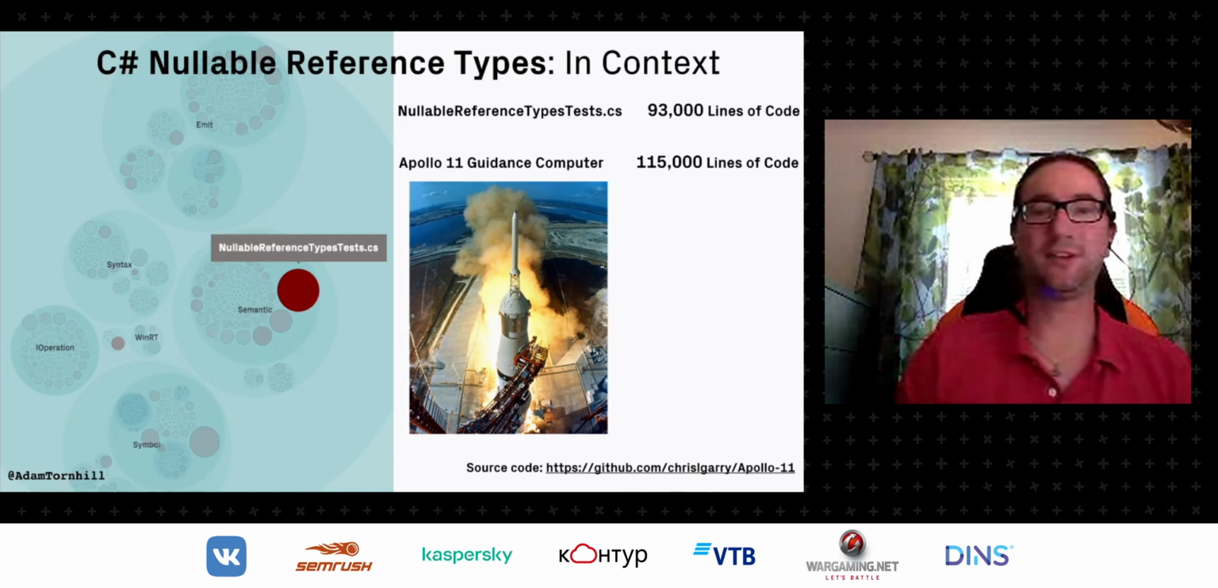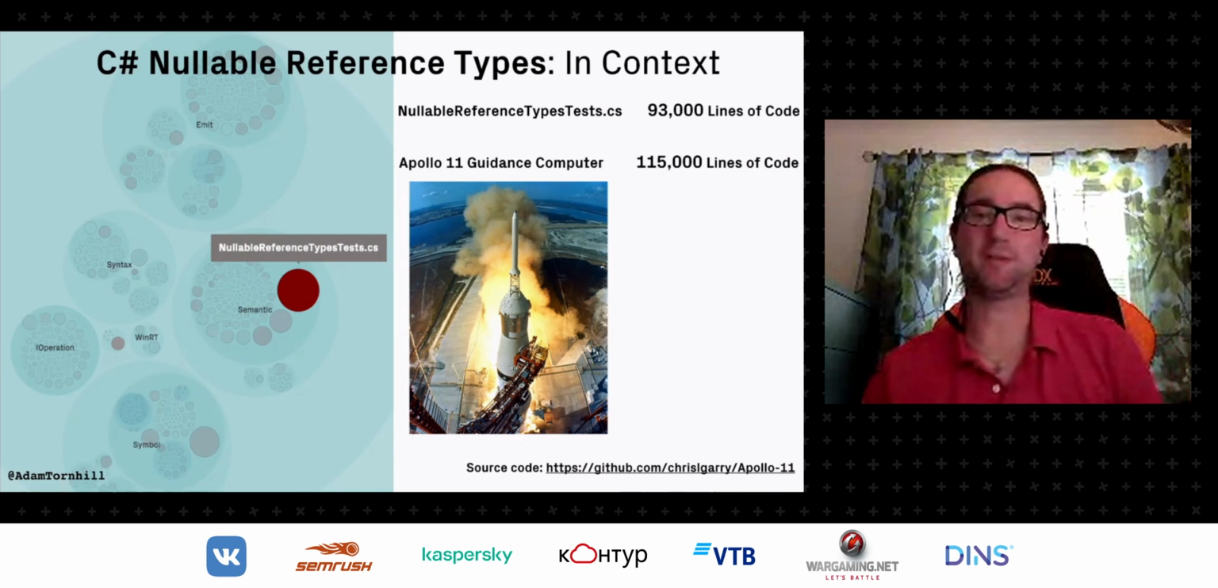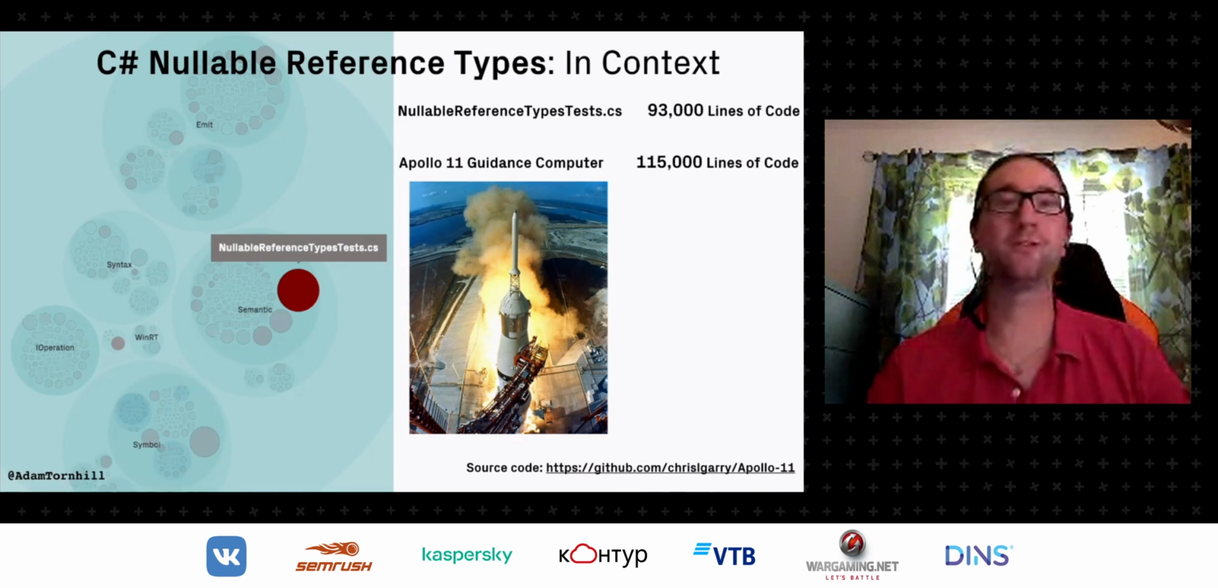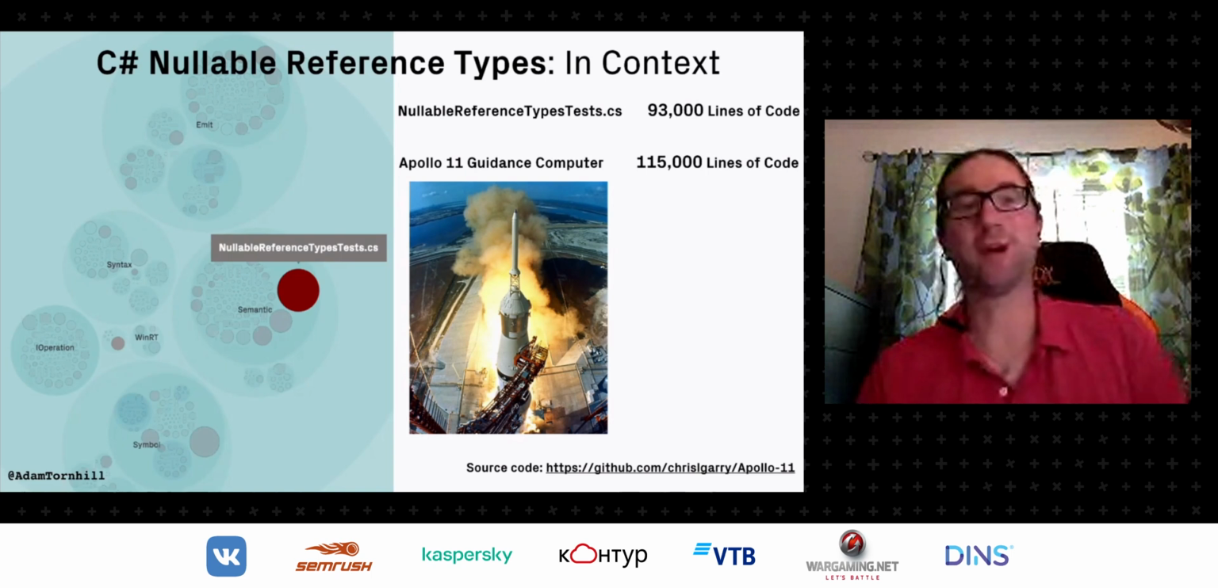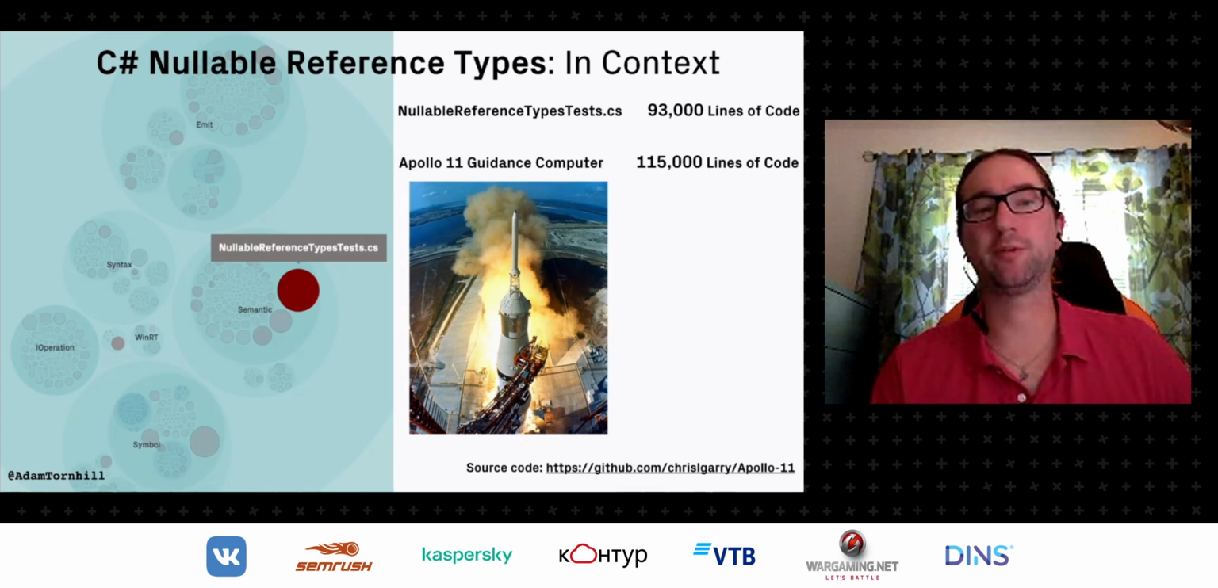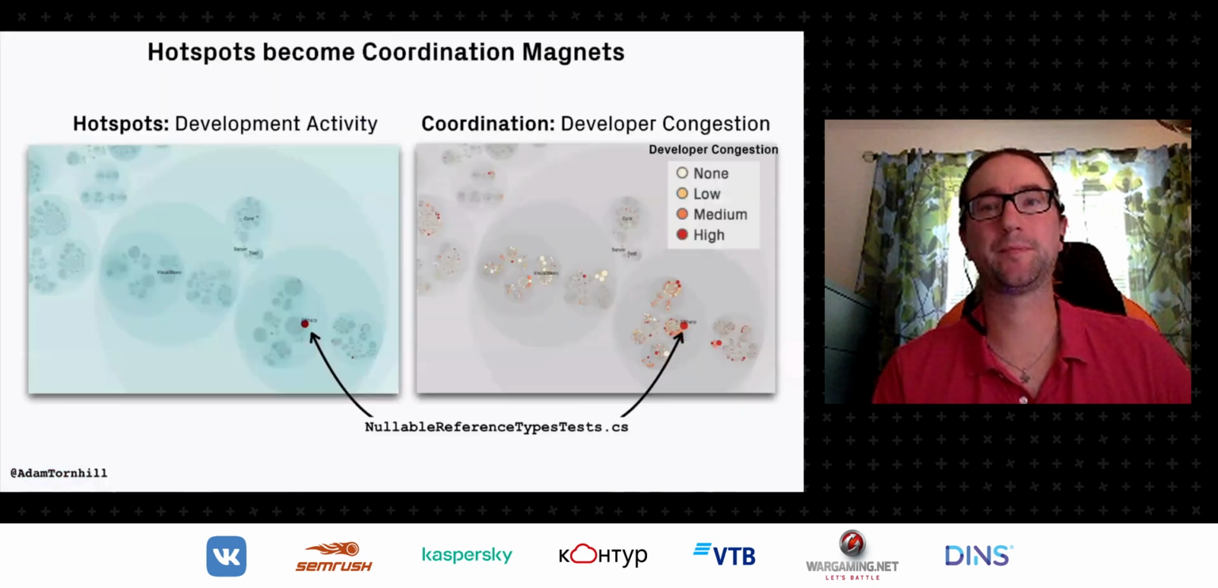So this is actually fascinating. It turns out that implementing and testing nullable reference types in C# is actually a harder problem than landing on the moon. Who knew? Anyway, is it a problem to have 93,000 lines of code in a single test suite? Yes, I would like to claim so, because what I would be concerned about is the social dimension of code. So let me explore that for you.